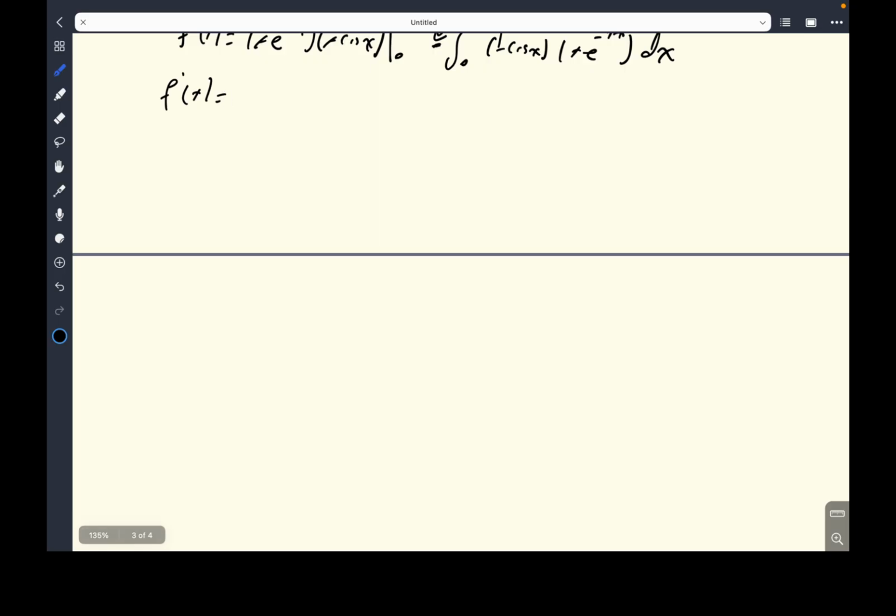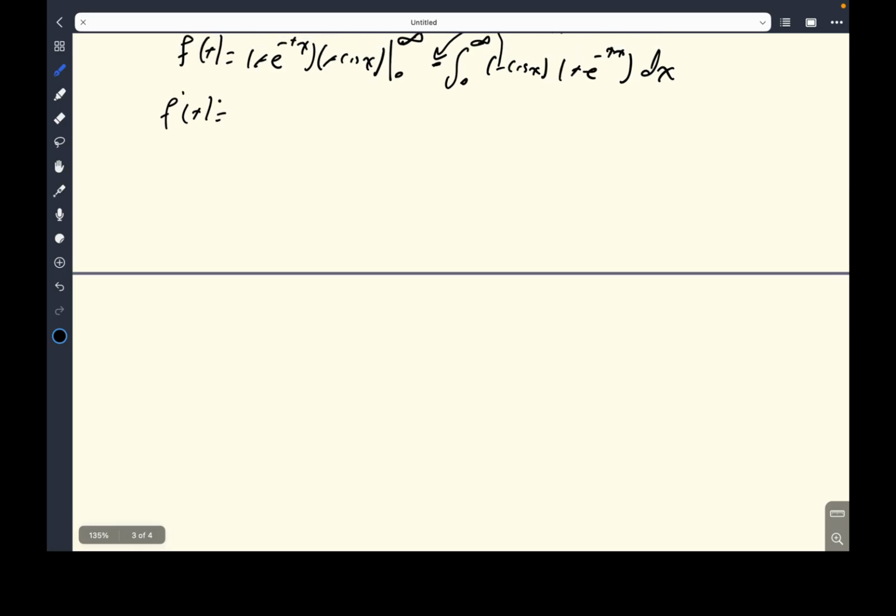So I'm gonna write f prime of t to be e to the negative tx cosine x, from 0 to infinity, plus, since t is constant and can be moved out, t times the integral from 0 to infinity of e to the negative tx cosine x dx.